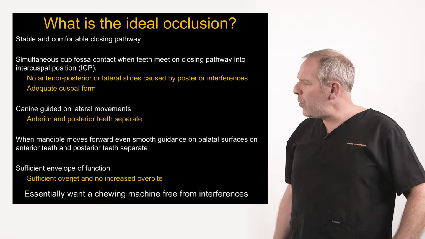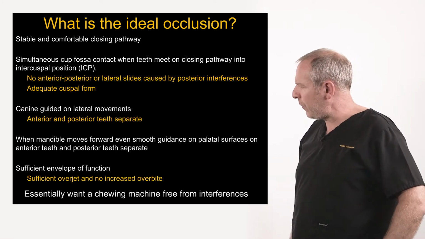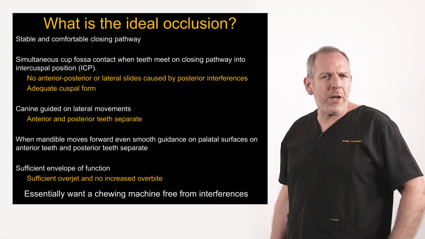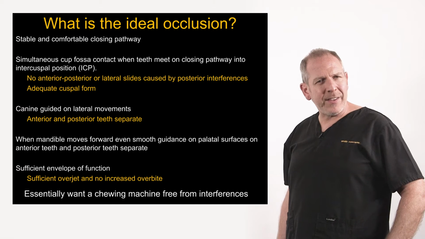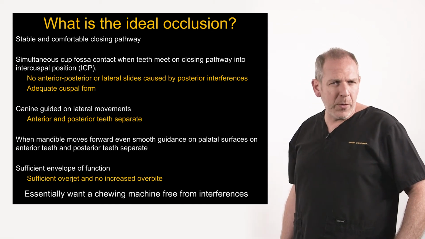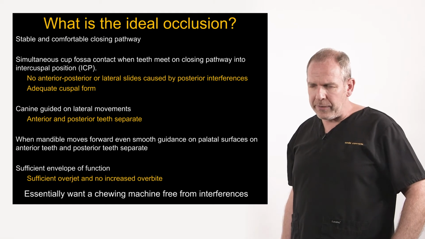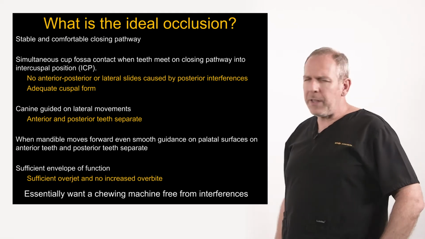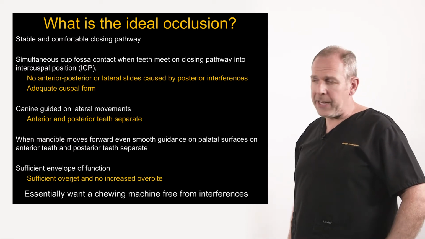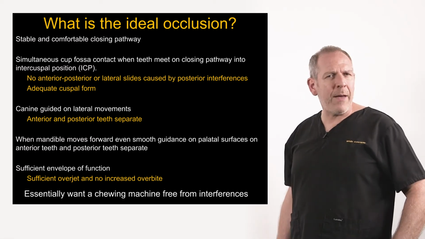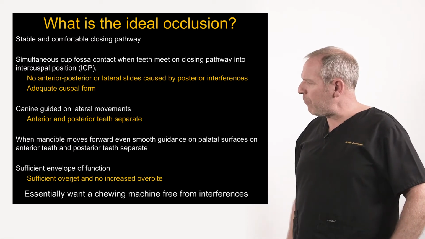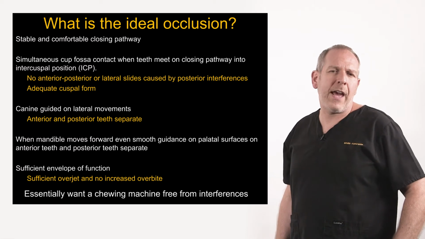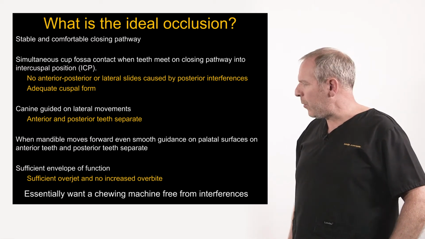What we also want is smooth anterior guidance on the palatal surfaces of the anterior teeth. So when you move your mandible forwards, the back teeth separate, and that should be smooth guidance with no posterior interferences. Something that we often overlook, but I'll come back to this later in the presentation, is a sufficient envelope of function, and that really requires the occlusion to have an adequate overjet and an adequate overbite, or not an increased overbite, to accommodate forward movement during chewing, and we'll look at that in more detail.